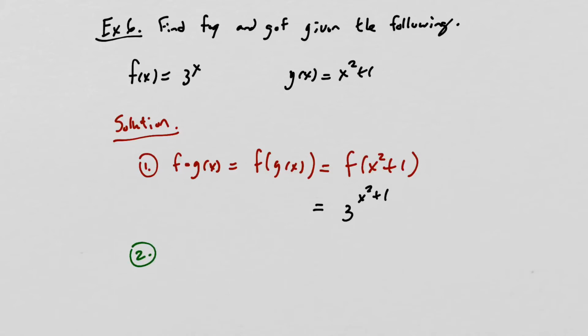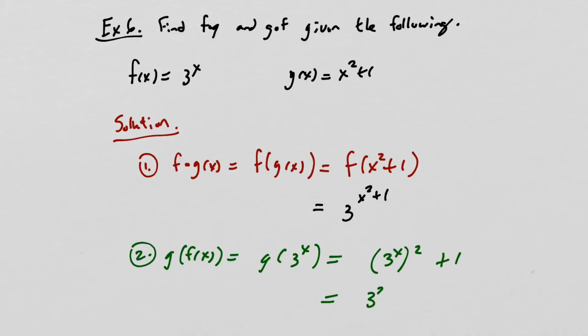Part 2, we need to go ahead and find g composed with f of x. This is going to be g of 3 raised to the x. This is equal to 3 to the x raised to the second power plus 1, which is equal to 3 raised to the 2x plus 1. Next example, example 7. Let's go ahead and find the inverse of the following function.